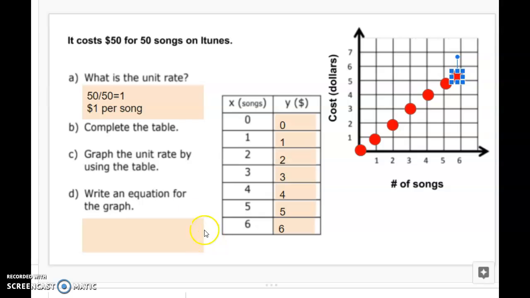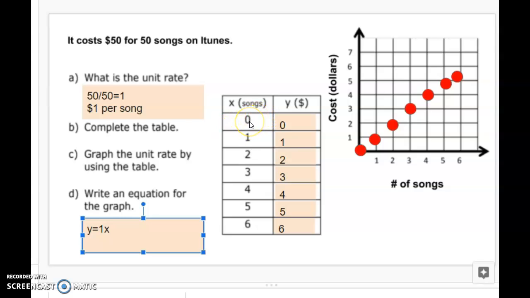Next is to write an equation for the graph. So remember, our equation is always y equals our unit rate, which is 1, and then x. So here is our equation. Let's see what this means. This means if I take my x value and multiply it by 1, I should get my y. Let's make sure this all works.